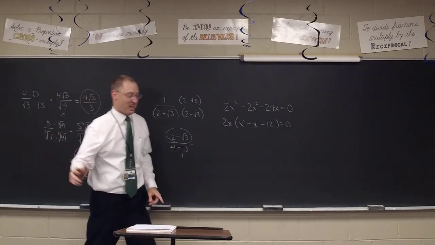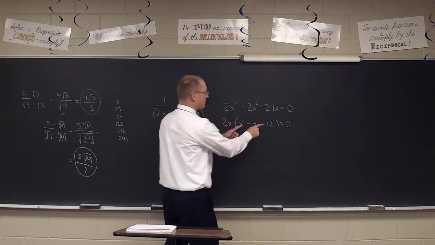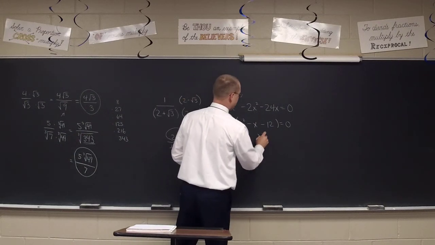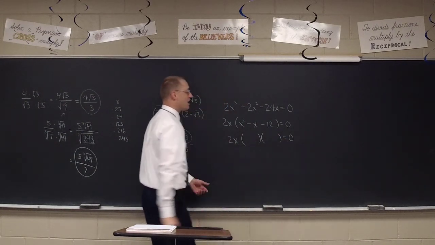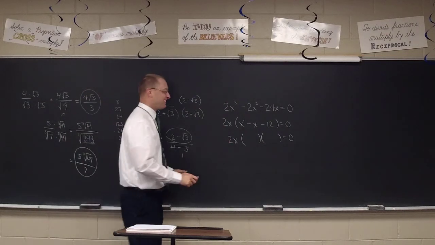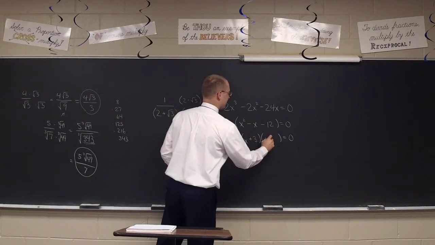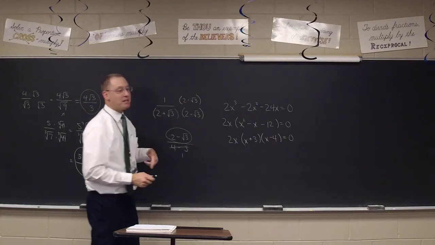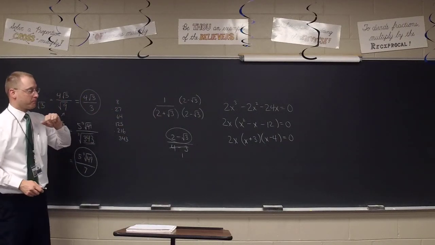All right, and then, Josh, after we factored out the common factor, then we'll do what you were doing. That's the backwards FOIL. What do I get when I backwards FOIL? x plus 3 and x minus 4. There we go. Now, how many factors do we see, class? 3.